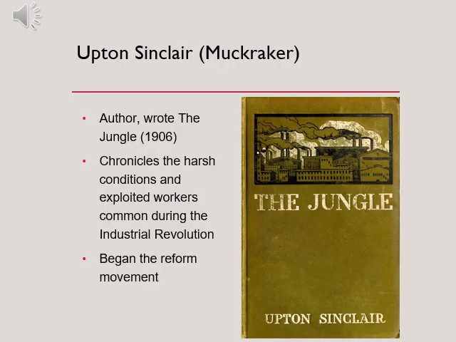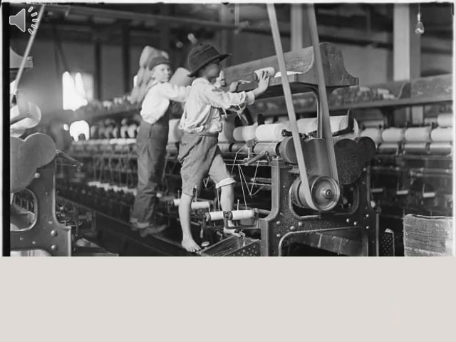Upton Sinclair, American author and novelist, wrote The Jungle in 1906. It chronicled the harsh conditions and exploited workers common during the Industrial Revolution. And this helped begin the reform movement during the Industrial Revolution. Upton Sinclair, a prominent example of a muckraker. Harsh conditions and child labor, a phenomenon common during the Industrial Revolution, brought to light by Upton Sinclair and other muckrakers of the time.